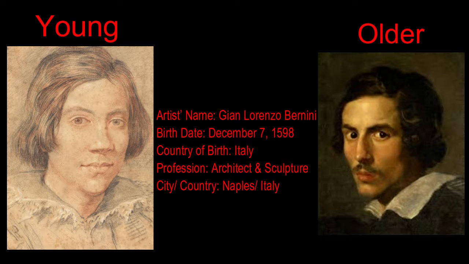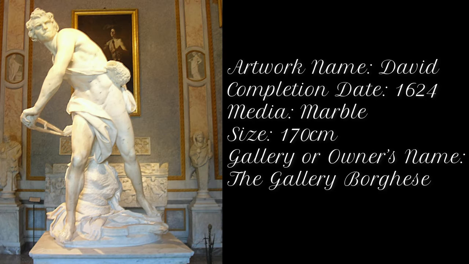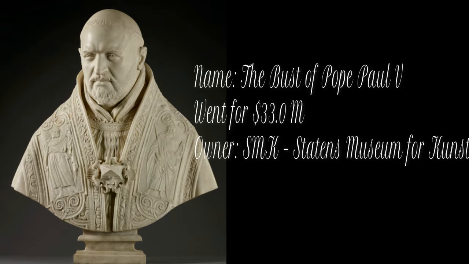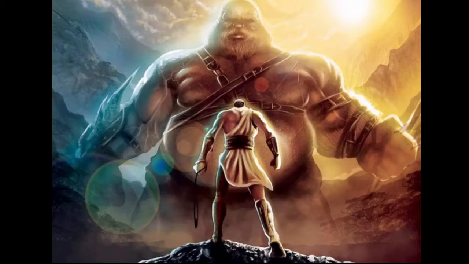Now let's talk about each individual artist. First up is Gian Lorenzo Bernini. These are just some pictures of him throughout his artistic career, from youngest to oldest. I will be discussing his sculpture of David, which is well known for its embodiment of everything the Baroque era alluded to. The most expensive piece he sold was a sculpture of the Pope for $33 million, but taking into account that the other pieces he made couldn't be sold because they were priceless, so yeah.